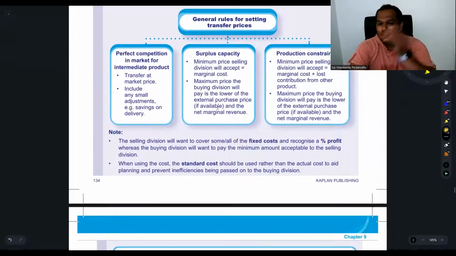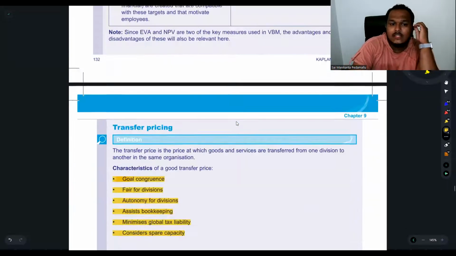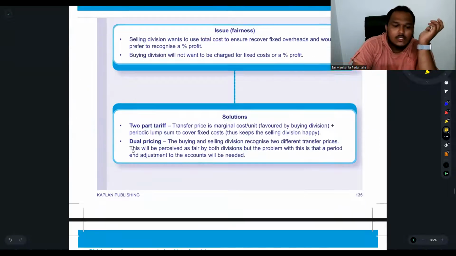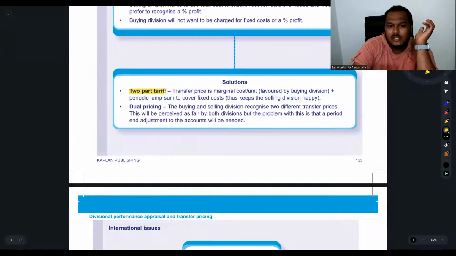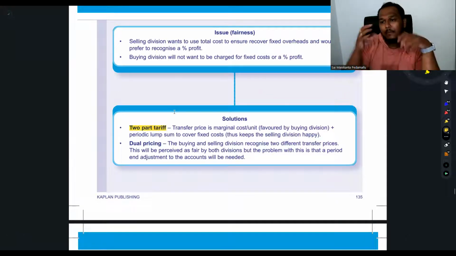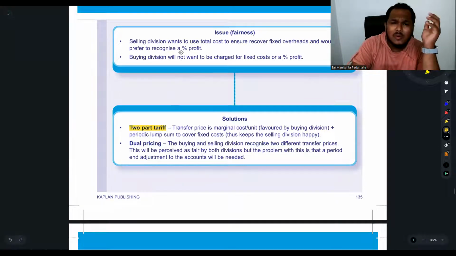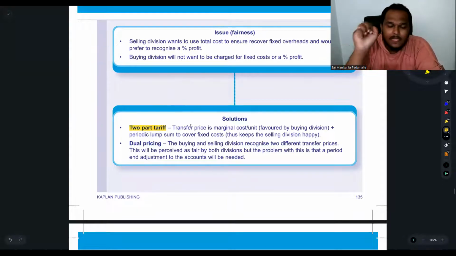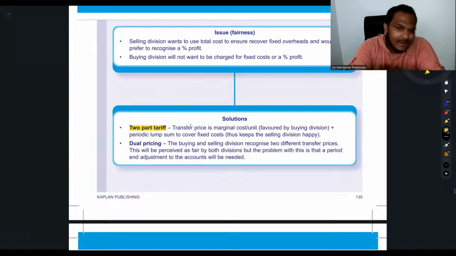So that is the general rule regarding transfer pricing. And then there is the issue of dual pricing. So, dual pricing and two-part tariffs. What are these two? Two-part tariff is basically marginal cost plus a periodical lump sum. What do you mean by marginal cost plus periodical lump sum, sir? Division A is selling to Division B. Division B needs to pay Division A.